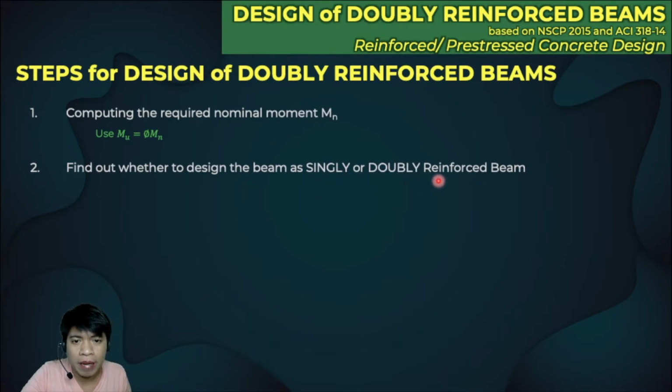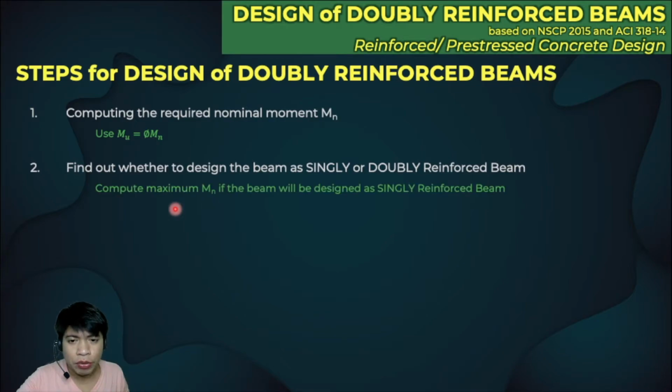Okay, so pangalawa, we have to find out whether the design will be singly or doubly reinforced beam. So, kailangan malaman natin kung i-design natin yung beam as singly or doubly reinforced beam. So, take note guys na hindi choice ng designer kung gusto niyang gawing doubly or gusto niyang gawing singly. So wala siyang choice. Depende yan sa computation. So kung lumabas sa computation na kailangan siyang singly, singly talaga dapat siya. Pero kung lumabas sa computation na kailangan siyang doubly, then dapat siya i-design as doubly reinforced beam.